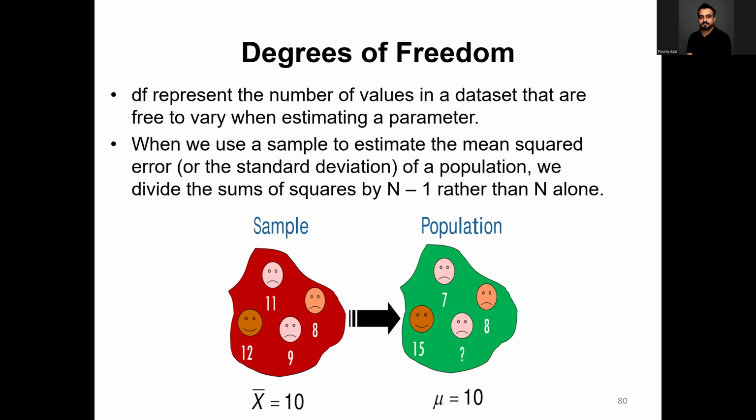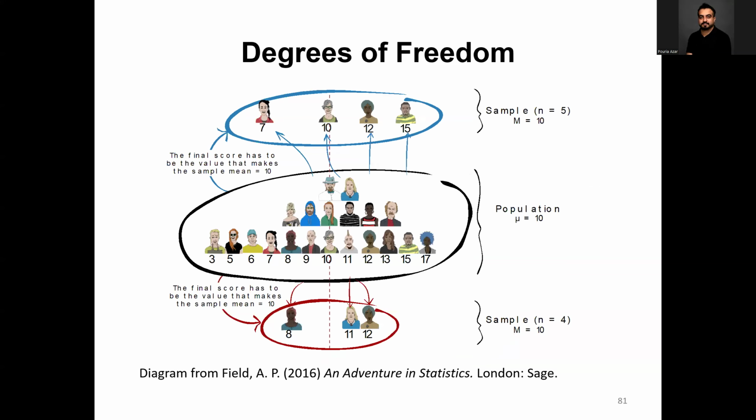Degrees of freedom, DF, represent the number of values in a dataset that are free to vary when estimating a parameter. So in any sample, n is the number of observations, the sample size, the number of data points. N minus 1 is the degrees of freedom. So for example, here, whenever the sample is 5, the degrees of freedom is 4. And whenever the sample is 4, the degrees of freedom is 3.